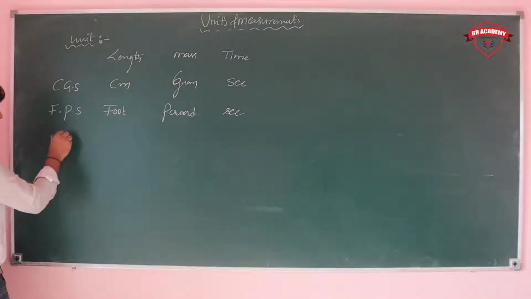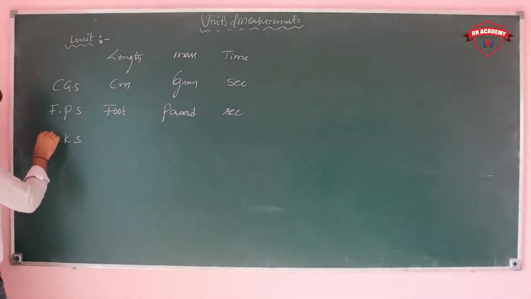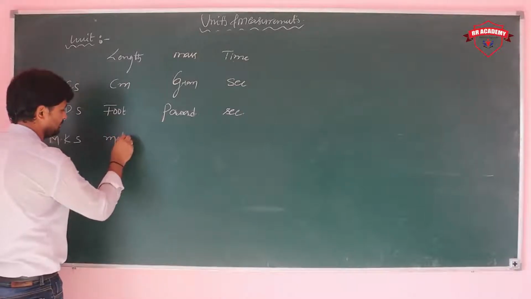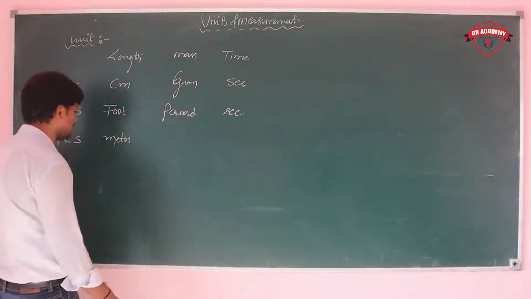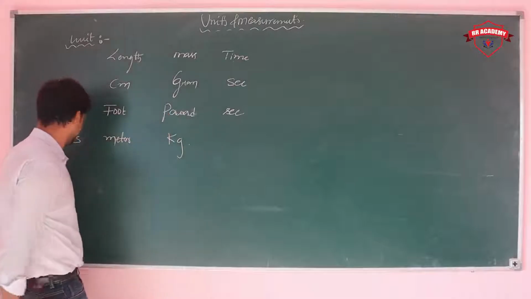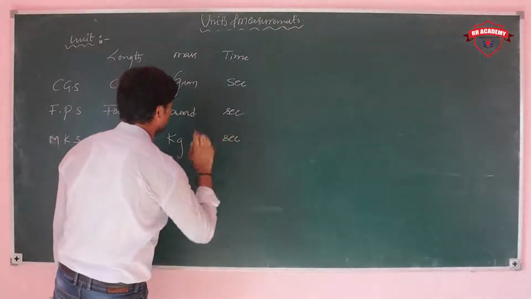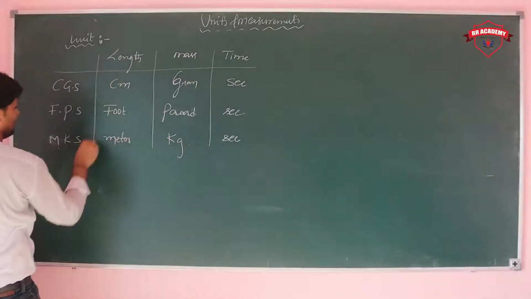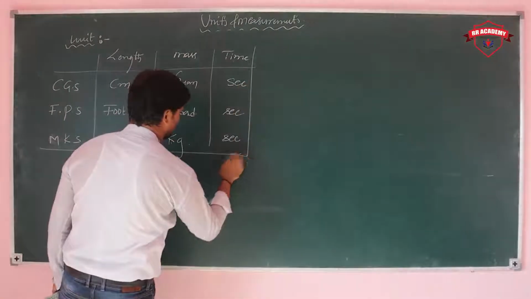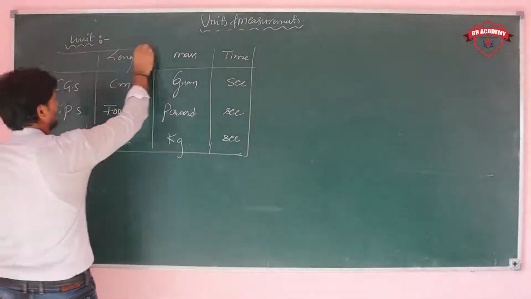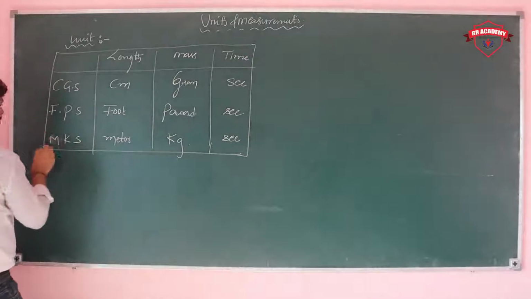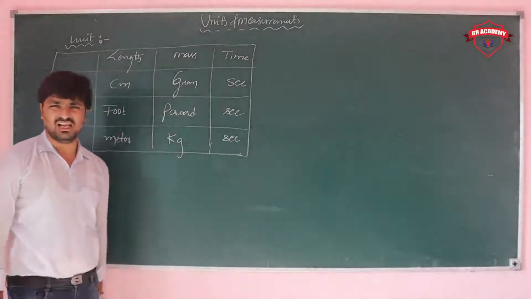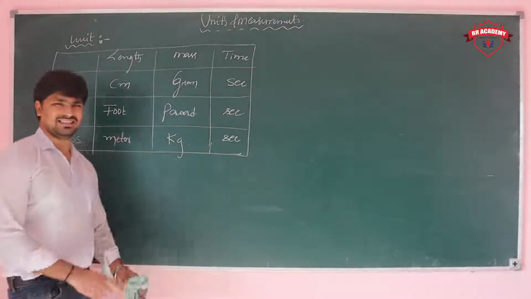Next, MKS. M stands for meter, and mass in kg, kilogram, and time in seconds. So these are generally the systems and the physical quantities, the system of units. What are those? CGS system, FPS system, MKS system.